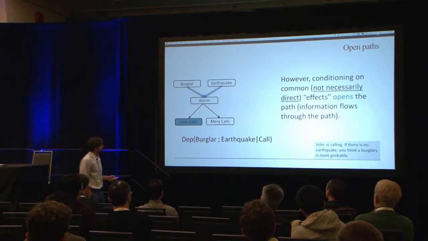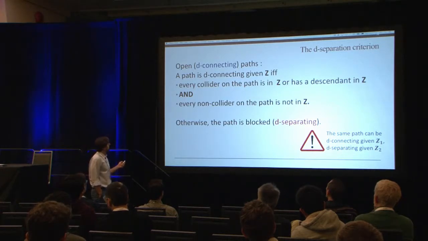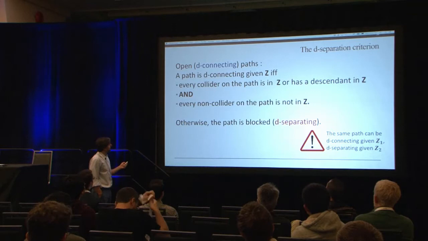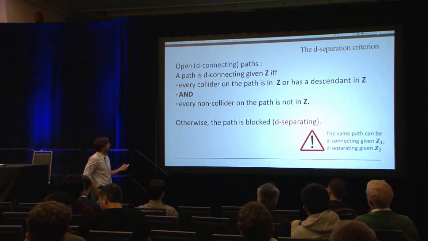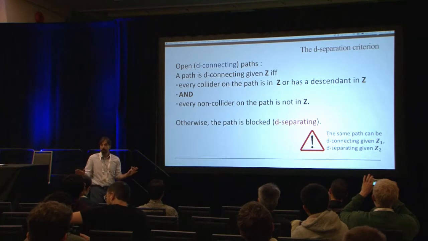So putting everything together, and of course people have proved this, we have an open, or d-connecting, path if we condition on every collider or one of its descendants, and we don't condition on the non-colliders, and then the path is open.